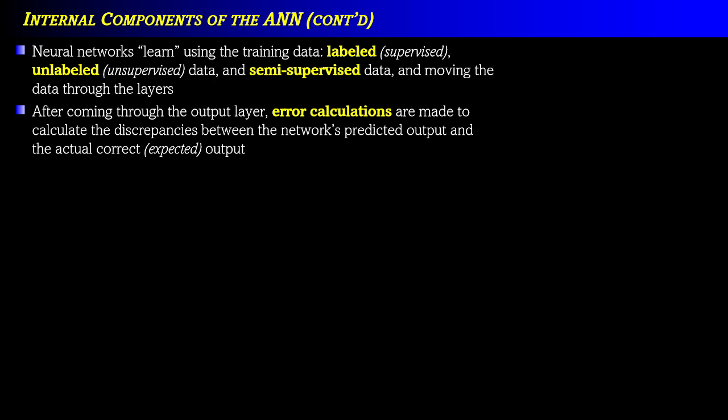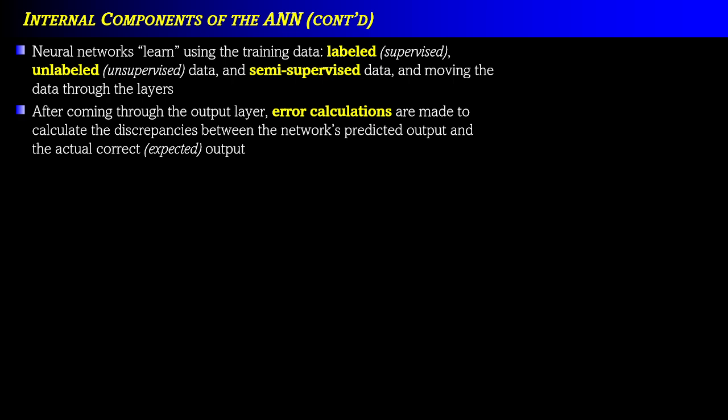So neural networks are designed in this way, and they're going to be learning using the training data that we examined in our previous presentations. So this could be labeled or supervised data. This could be unsupervised or unlabeled data, and it can even be semi-supervised data. And it's going to move that training data through the layers. When we get to the output layer, if the model's not giving us exactly what we want, then error calculations are made to calculate the discrepancy between the network's predicted output and the actual correct or expected output.